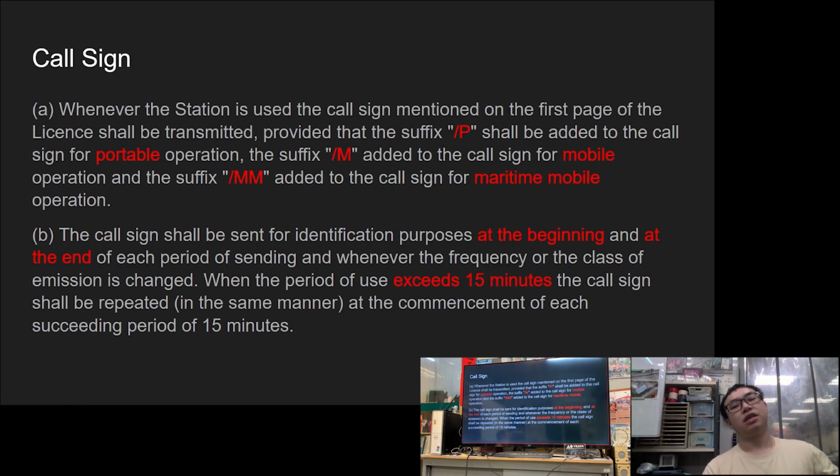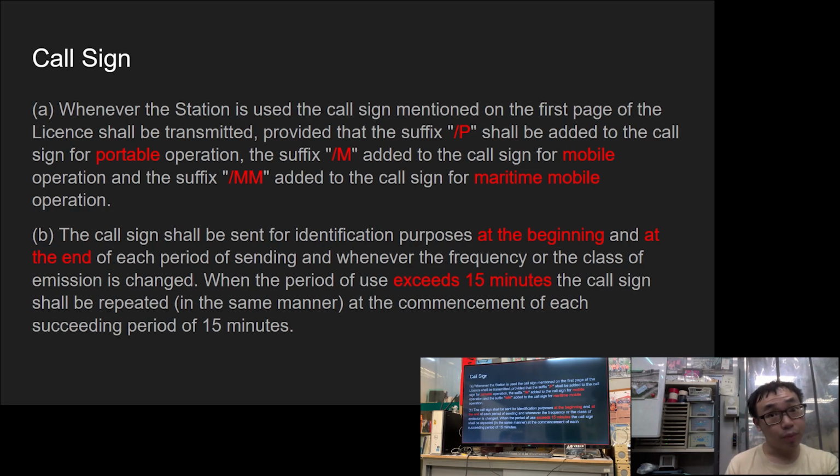Call sign, no one follows this one, but it is written in your license: /P. So take myself as an example. My call sign is VR2 URL, right? If I'm using a portable station, which is a handheld radio, I should name myself VR2 URL /P.